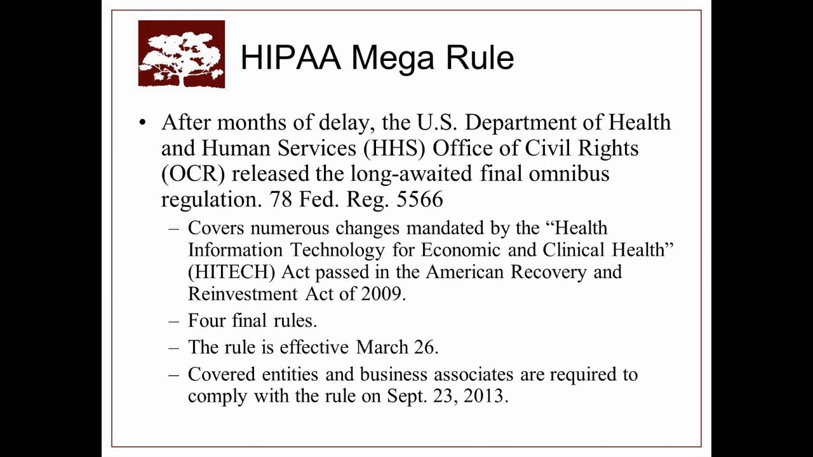So this is the bill that came out in 2009 that was in the American Recovery and Reinvestment Act. But the HITECH requirements, we didn't really know what those meant and how to have them implemented. So the 4 rules came out, and the rule is effective March 26th, so in about a month from today. And a part of it, and this is what we're going to get into, is that the new requirements for business associates and for covered entities, everybody has to be compliant by September 23rd of this year.